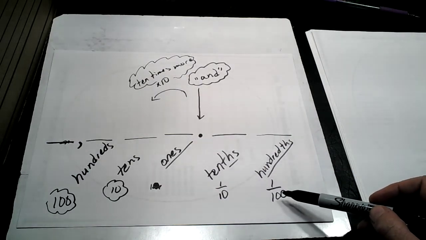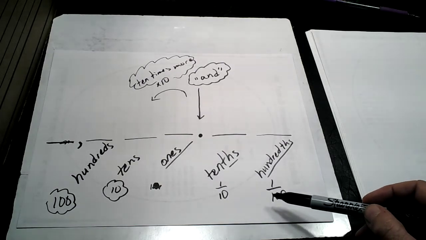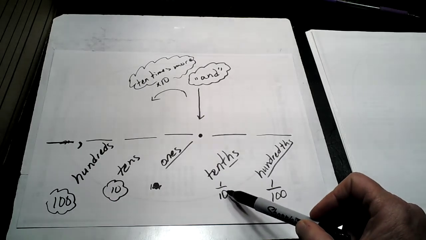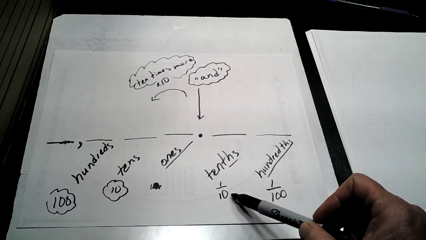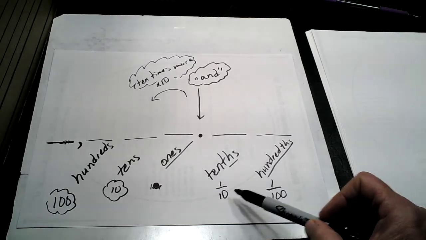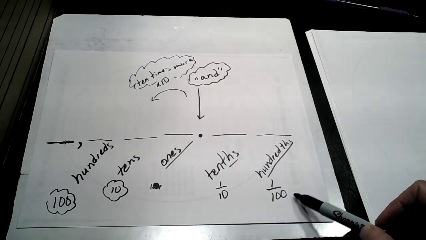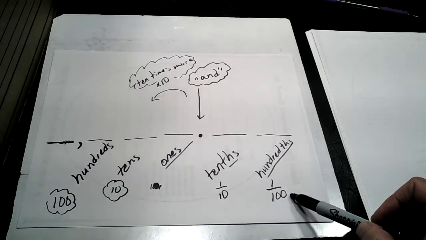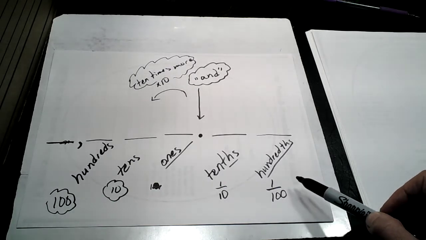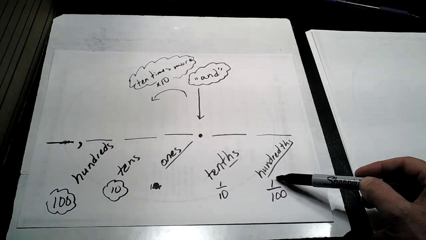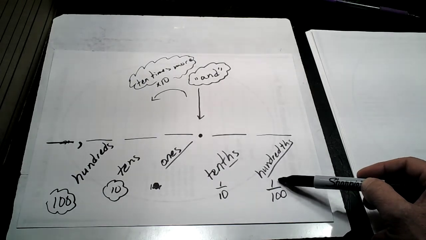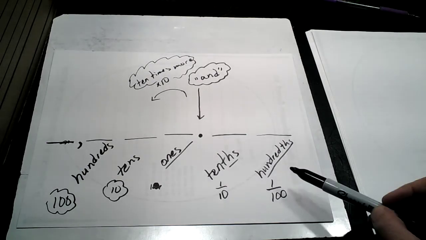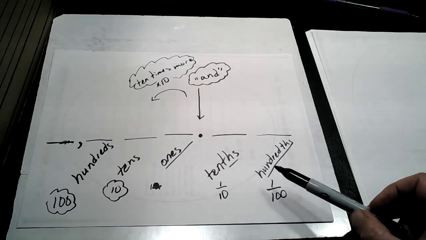You can always go back to imagining a pan of brownies. If you cut it into 10 parts, that's still a pretty good piece for everybody. If you cut it into 100 parts, it's a teeny, tiny piece. So remember, the bigger the denominator, the smaller the part is. Now, it still matters what kind of part you have, or how many of them you have, but the denominator is important in understanding how big that part is.